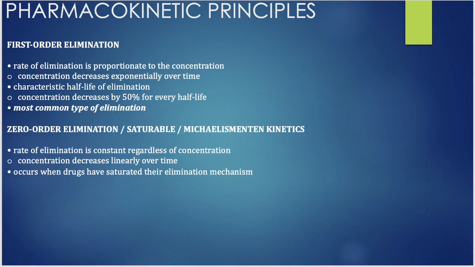So, I want you to remember these two important types of elimination. We have your first order elimination and zero order elimination, saturable, or your Michaelis-Menten kinetics. When I say first order elimination, the rate of elimination of the drug is proportionate to the concentration. Meaning to say, kung gaano karami ang na-eliminate, it's actually equivalent. Concentration decreases exponentially over time. Characteristic: half-life of elimination. Concentration decreases by 50% for every half-life, and this is the most common type of elimination. Again, half-life, 50% for every half-life.